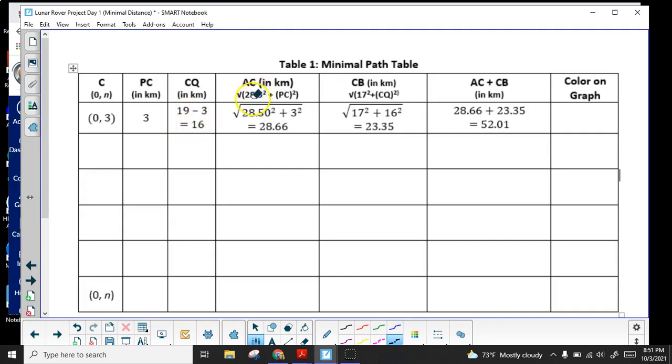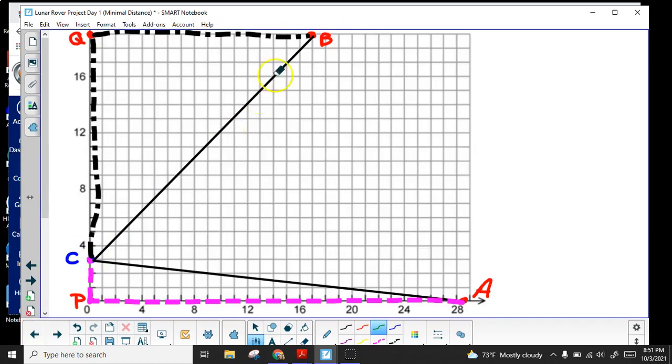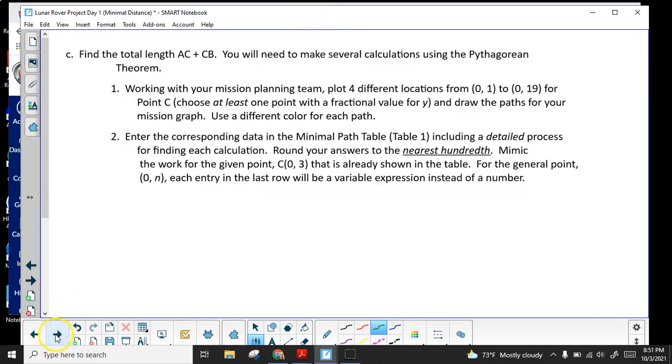Then to find AC, this distance right here, this 28.5 is always going to be constant, because from A to P is 28.5. But PC is going to change depending on what we have right here. We'll put that in, we'll calculate it. Then we'll find CB, which, going back, CB is going to be this hypotenuse right here. So we need this vertical leg and this horizontal leg. We'll square this leg, square that leg. That'll give us C squared, and we take the square root in the end.